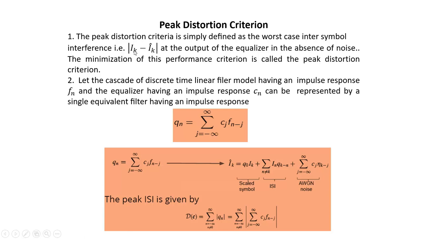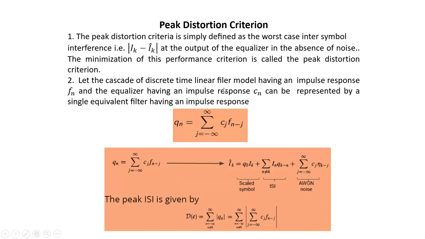What is the performance criterion? That the error value, which is the difference between IK minus IK hat, has to be minimized, and this is known as the peak distortion criterion. Now consider the cascade of the whitening filter and the equalizer, where fn is the response of the whitening filter, whereas the equalizer response is given by cn. These represent the coefficient values. There is a convolution between the output of the whitening filter and the equalizer response, and this value is given by qn equal to the sum over j from minus infinity to infinity of cj fn minus j.